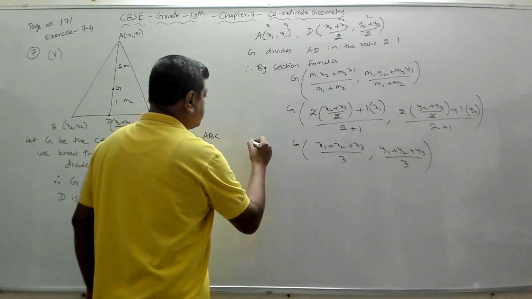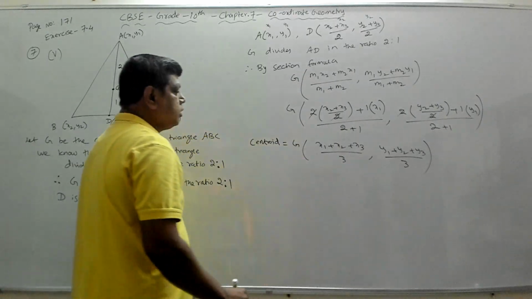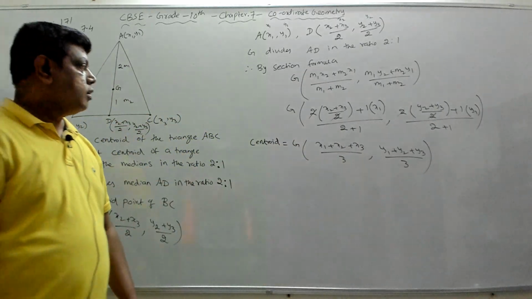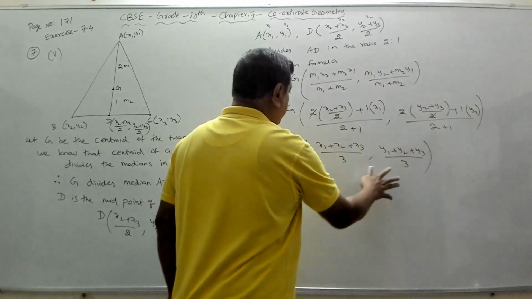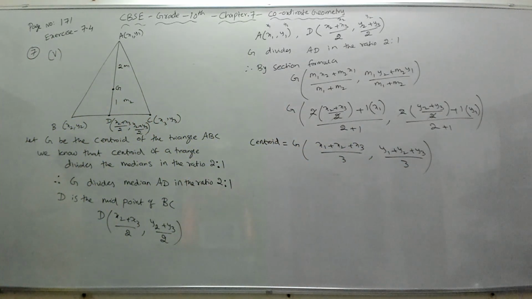So this is your centroid G, the coordinate of G is this. Fine. So all of you can pause the video and take the notes. We'll go to the next problem. So this completes the 7th problem. I'll go to the next problem, 8th problem.